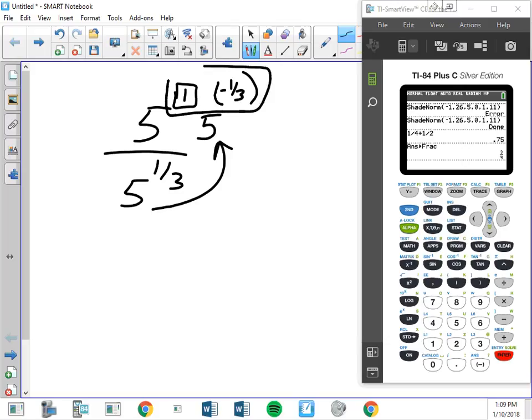And then what do I do with those? 1 minus 1/3. What is 1 minus 1/3? If I have a whole and I subtract a third, how much do I have left? 2/3. So this would be 5 to the 2/3. And that doesn't simplify any further.